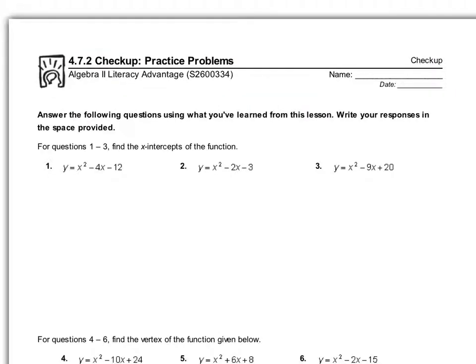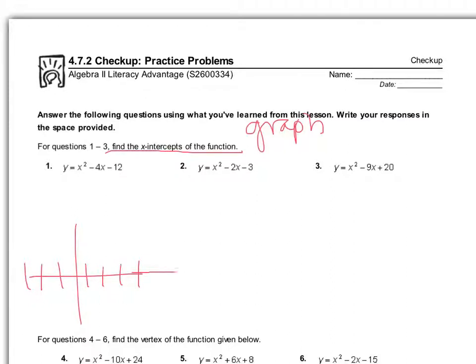Moving on to do some practice problems. We have y equals x squared minus 4x minus 12, and we're supposed to find the x-intercepts, so we're going to graph this. If you graph this function, you're going to find that it crosses the x-axis at positive 6 and at negative 2. So it's going to look something like this. So your x-intercepts are going to be negative 2, 0, and 6, 0.